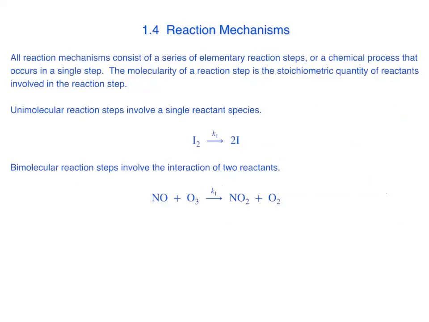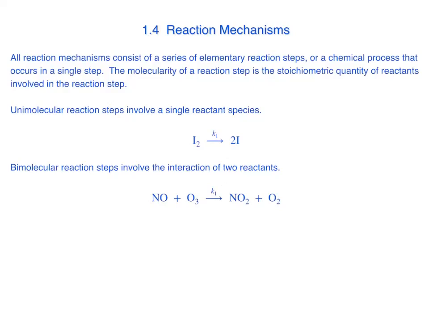All reaction mechanisms consist of a series of elementary reaction steps, or chemical processes that occur in a single step. The molecularity of a reaction step is the stoichiometric quantity of reactants involved in the reaction step. So we typically will categorize these elementary steps as either being unimolecular or bimolecular. There are some examples of termolecular reactions, but they're not as common.